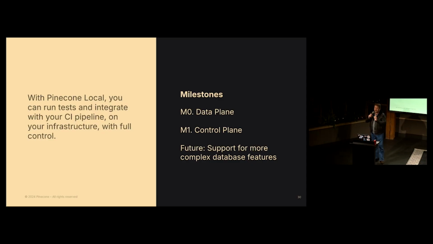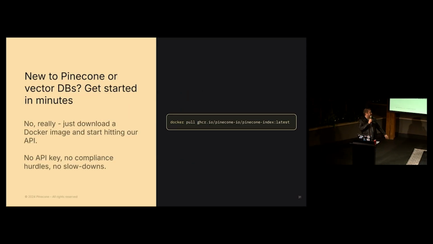Important caveat, it is not persistent. It's not designed for production. It's designed for development. So once you take the Docker image down, those vectors are gone, so make sure you have a copy of them somewhere. This is the Docker pull. If you want to take a picture of that and save it for later, this is how you get started with Pinecone Local tonight. I see cameras out, so I'll wait a second and let people take shots.